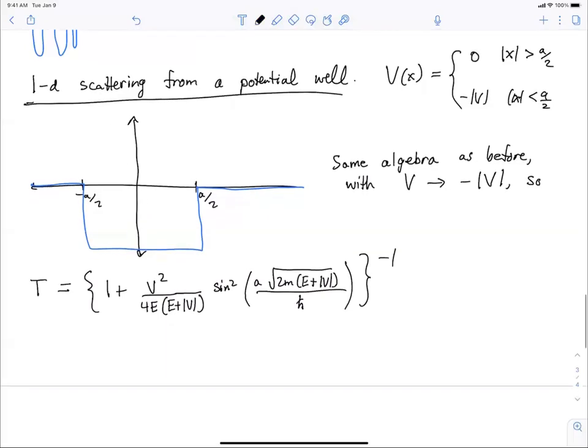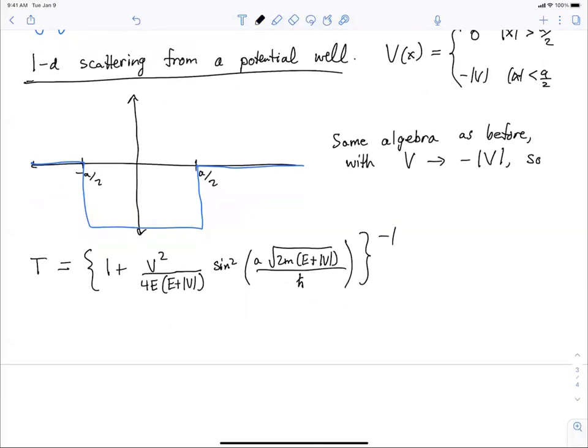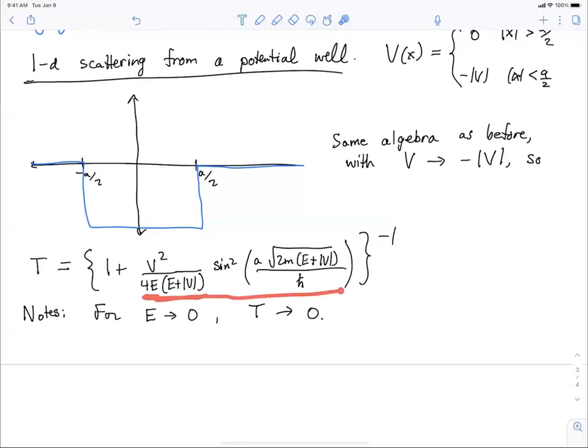Okay, so that's the formula we're going to use, and now let's figure out what some of the things are that this means. So one interesting fact is that for energy goes to 0, the transmission coefficient is going to go to 0. Okay, and the reason for that is that when the energy goes to 0, I'm trying to divide by 0 here, which means I'm getting a very large number for all of this stuff, but then I'm taking the reciprocal. And so the transmission coefficient is going to 0.